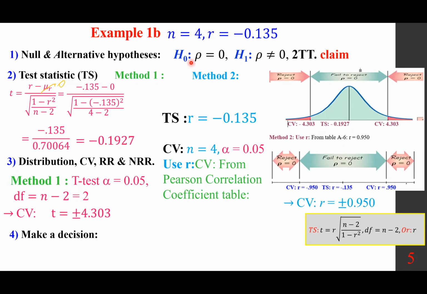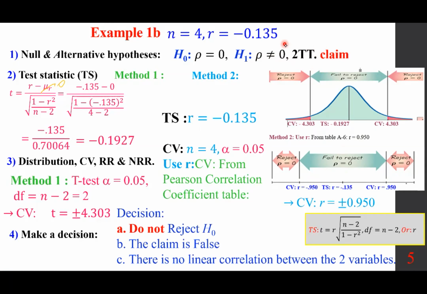So if you're not rejecting H0, what are you rejecting? You're rejecting H1. So the claim becomes false. And therefore, there is no linear correlation between the two variables. And I want to emphasize this. When we run the test for the correlation, whenever we reject H0, there's a correlation. Otherwise, there is no correlation.